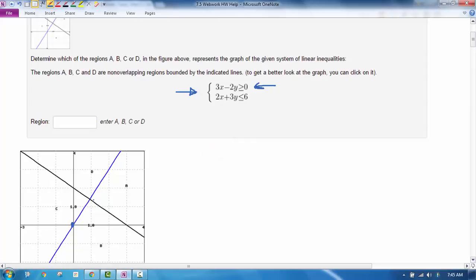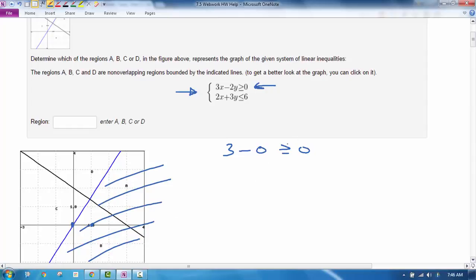So then I figure out which way to shade. I'm going to look at the blue line first, and I'm going to pick a point not on the blue line, an easy point like (1, 0). I'm going to plug it into the blue line. When you plug in (1, 0), you get 3 minus 0. Is that greater than or equal to 0? It is, so that means I would shade this side of the blue line.